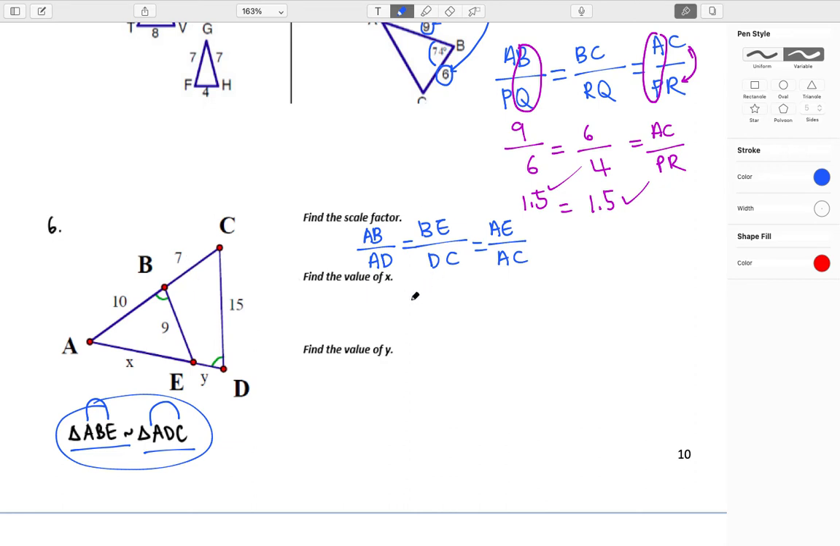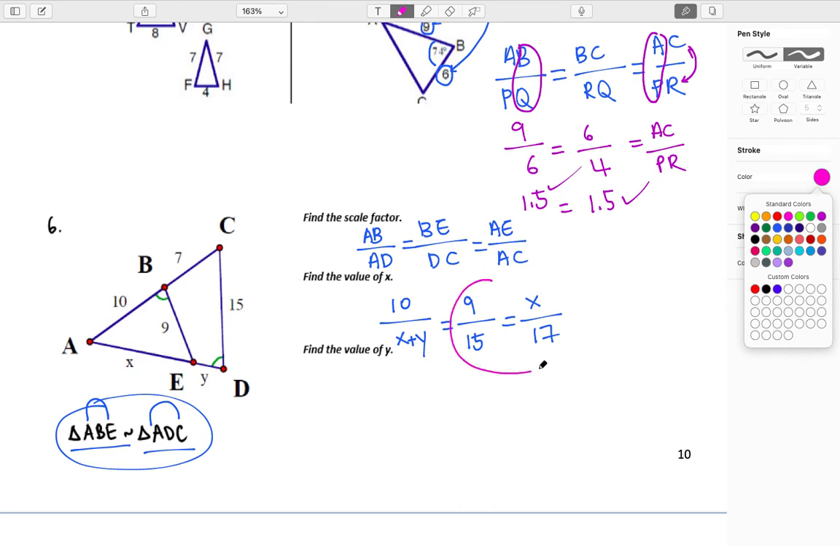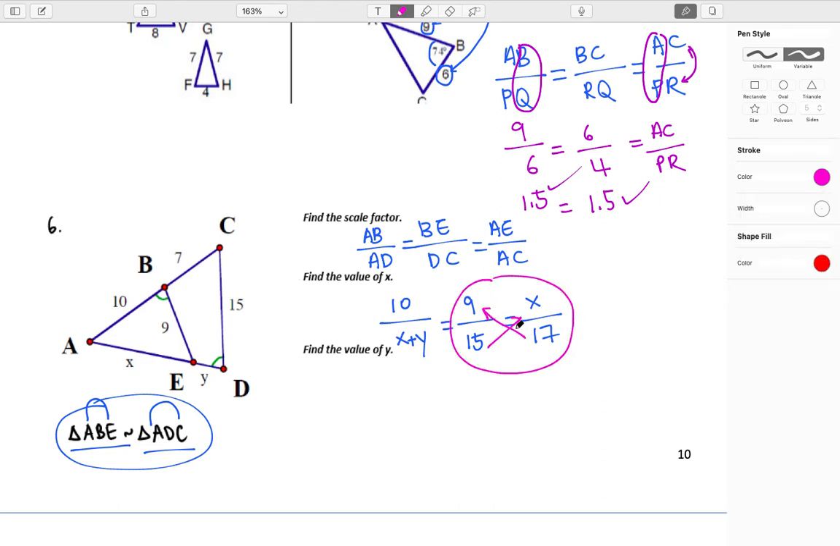So let's plug in. AB is 10. AD is x and y, which equals BE is 9, DC is 15, and AE is x, and AC is, if we add together, 17. So to find x, we're going to use the last two. Let's cross multiply. So it will be 15 times x is equal to 9 times 17, which is 153. And then whatever is in front of x, we're going to divide by 15.